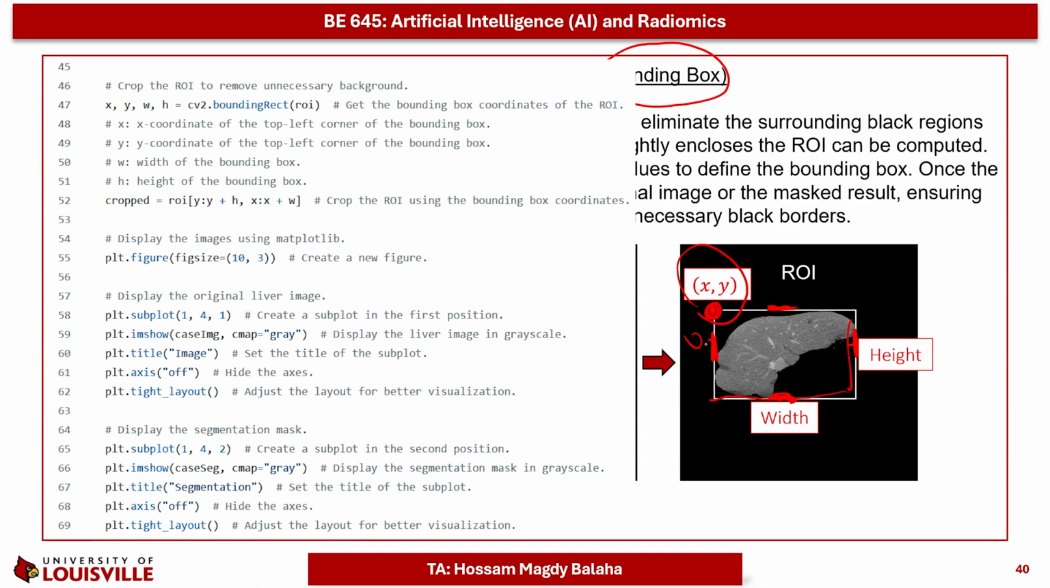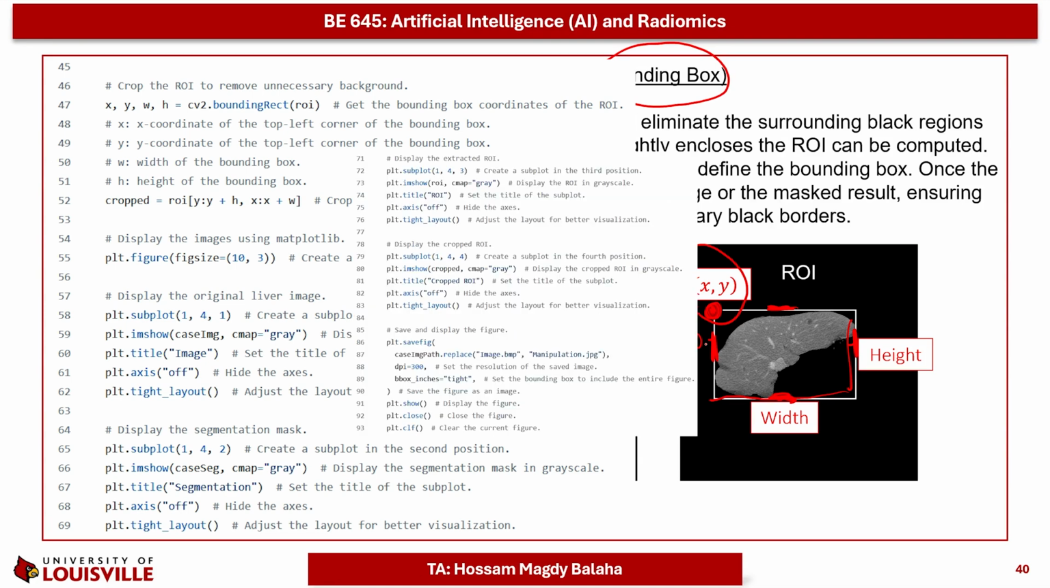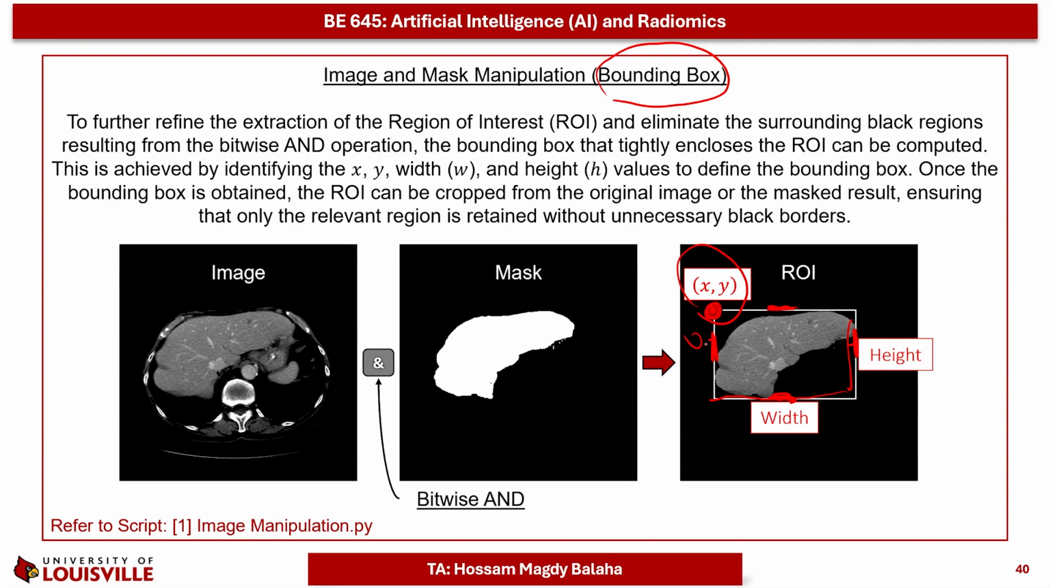We will do the same, but with different images. Here for the segmentation in the second position, here for the ROI in the third position, here for the cropped version in the fourth position. And finally, we can store the figure using the save figure function by defining the path of storage, the resolution, and here is an optional step to also adjust the layout and the spacing around the figure. Then we can use the function show to display the figure, and to clear it from the memory, we can use these two steps.